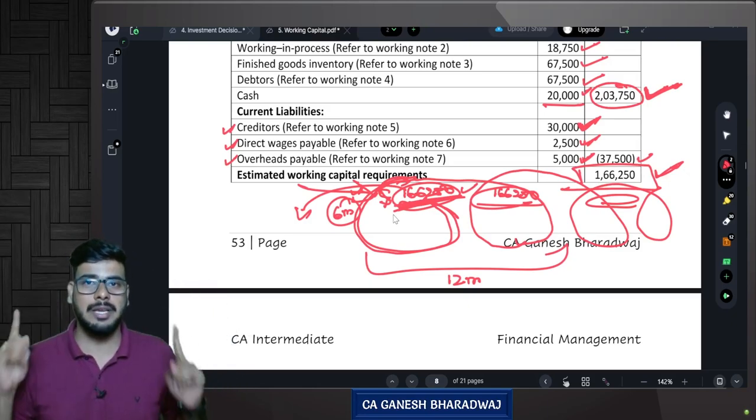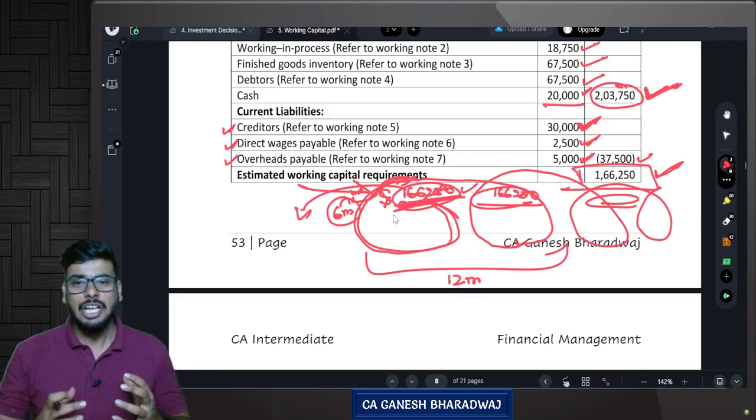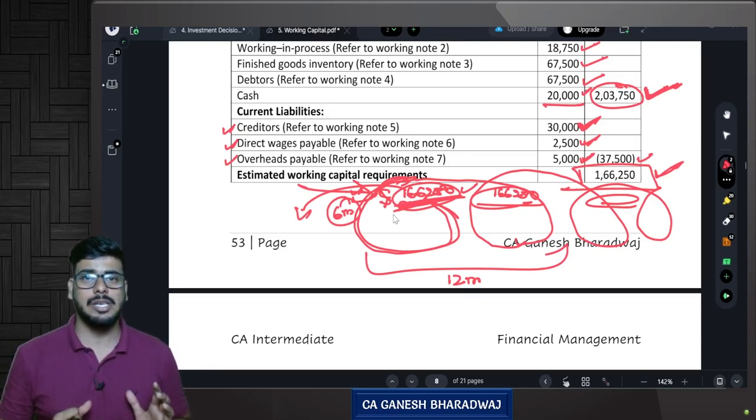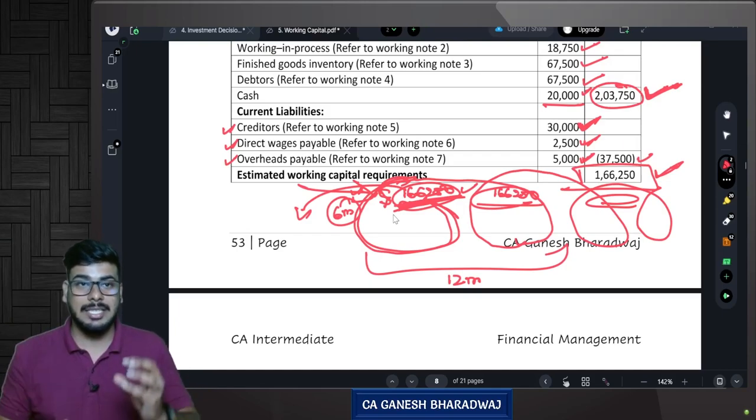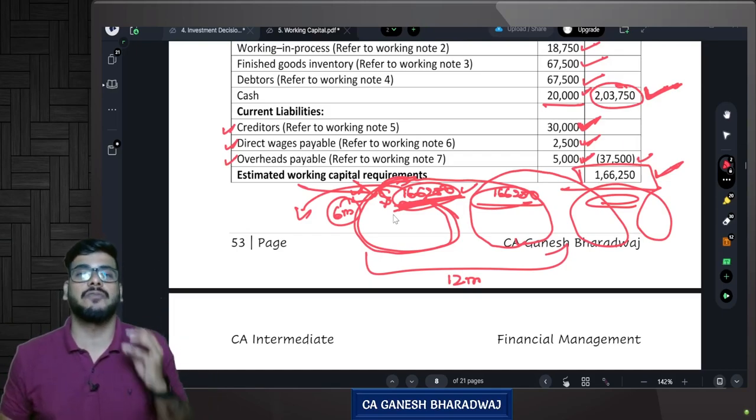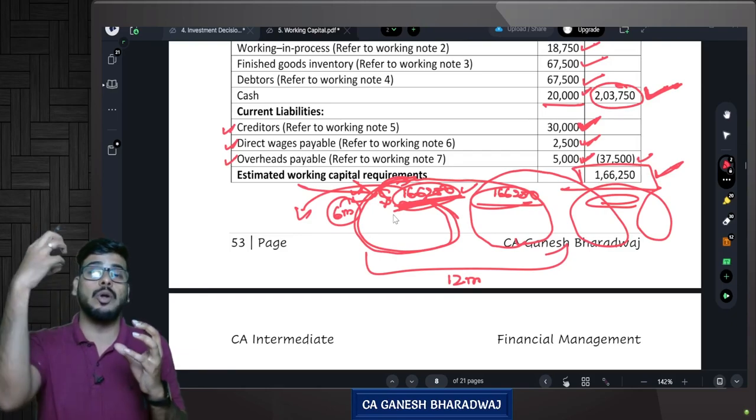This is a very, very important understanding of working capital. So you cannot just directly jump into this and say, okay, current asset minus current liability, that's all. No. You need to understand under each component of current assets, how much is the amount that gets blocked.